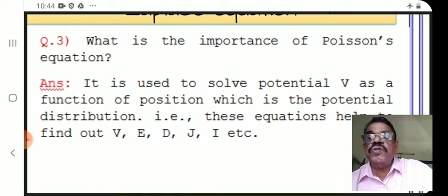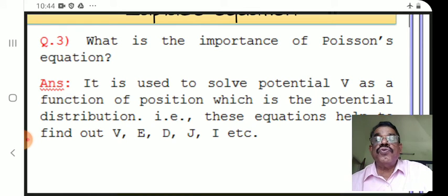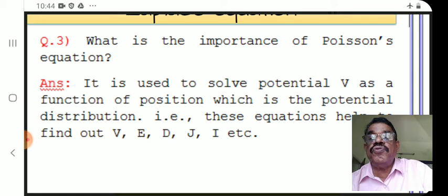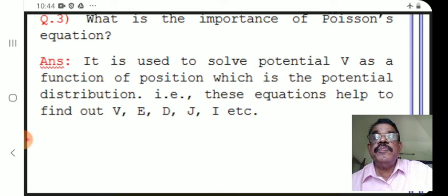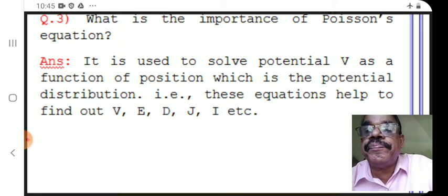It's a second degree differential equation. It is useful to solve for a potential V as a function of position, which is the potential distribution. These equations help to find V, E, D. D is electrical displacement, a new term that we will see later. V is potential, E electric field, D displacement, J current density, I current, etc.